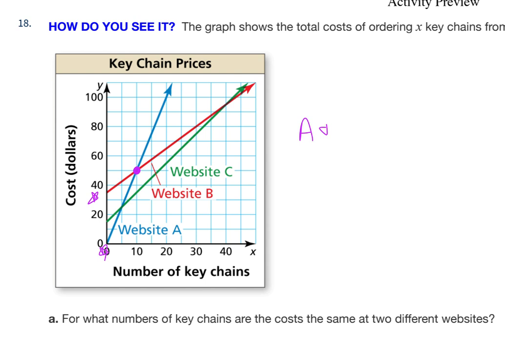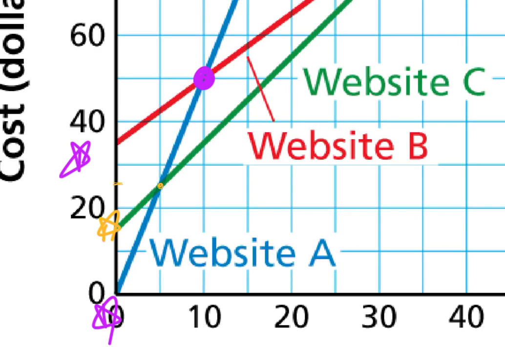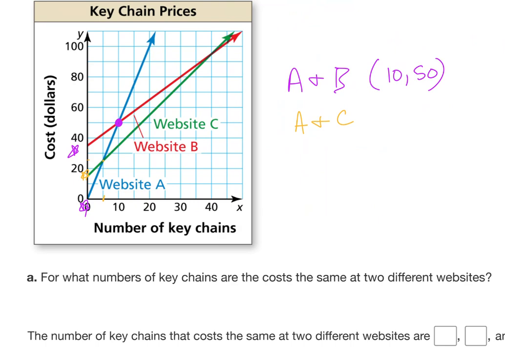So between A and B, it happens at 10, 50. And then between, let's see, A and C, because this is the C one, it happens right here. And I'm going to erase that so I can kind of zoom in. Let's say that happens halfway up. So we'll call that 25. And this is also half, that's 5.